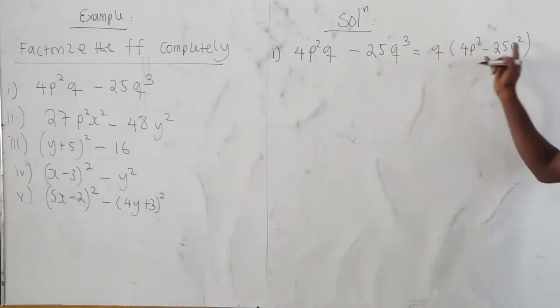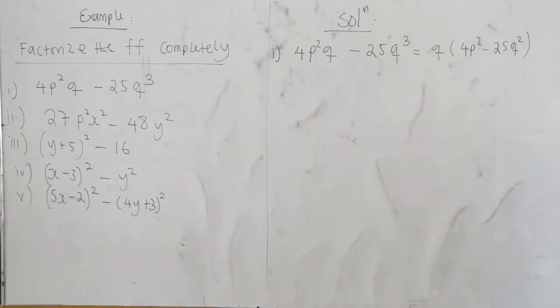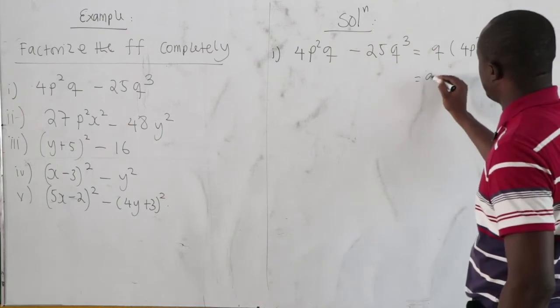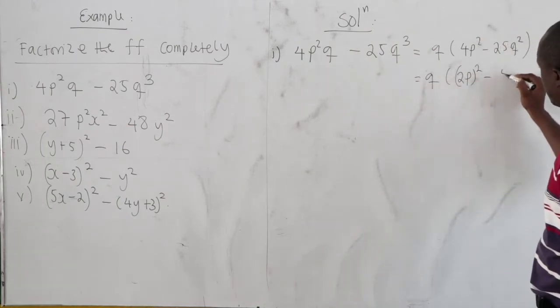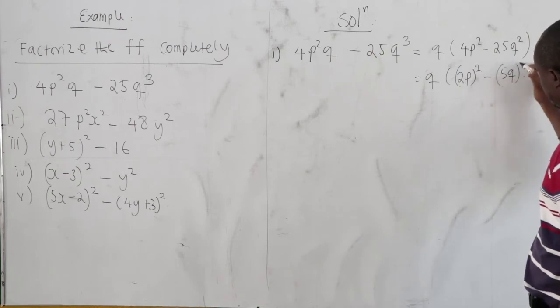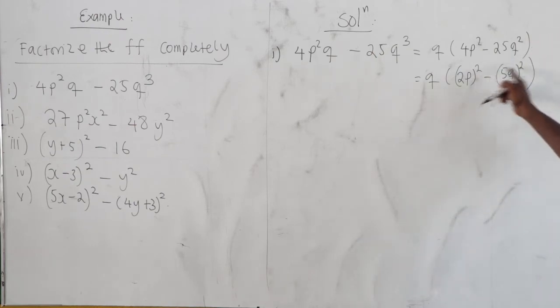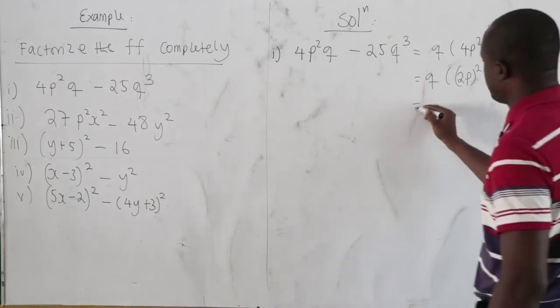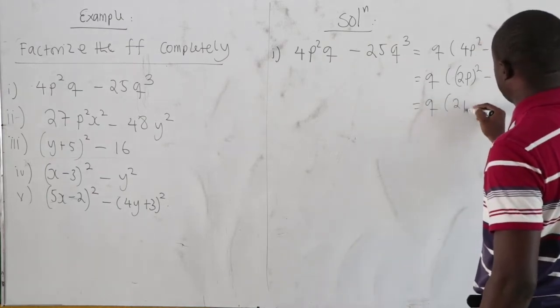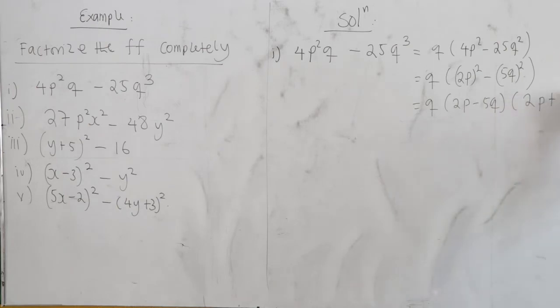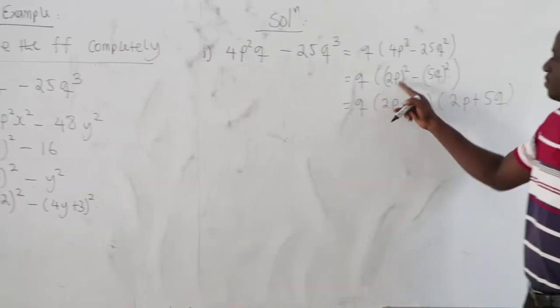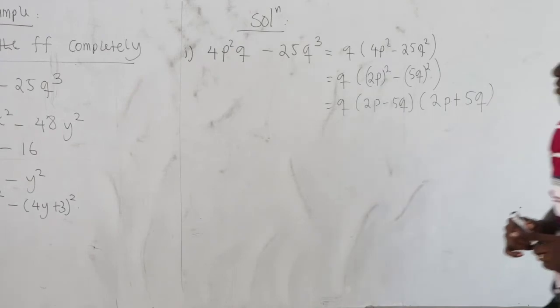Now q is out, so I'll get that as 2. Now I can change this to a difference of squares. So I have q outside, then 2p all squared minus 5q all squared. Now I have a difference of two squares, so here I have q times (2p minus 5q)(2p plus 5q). This is my A, and this is my B.